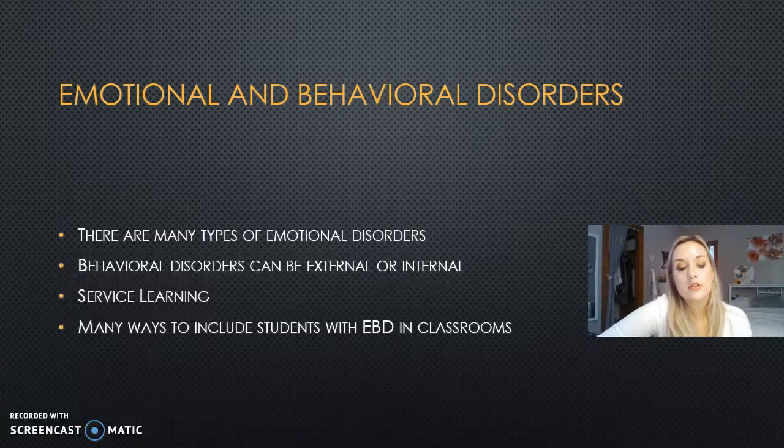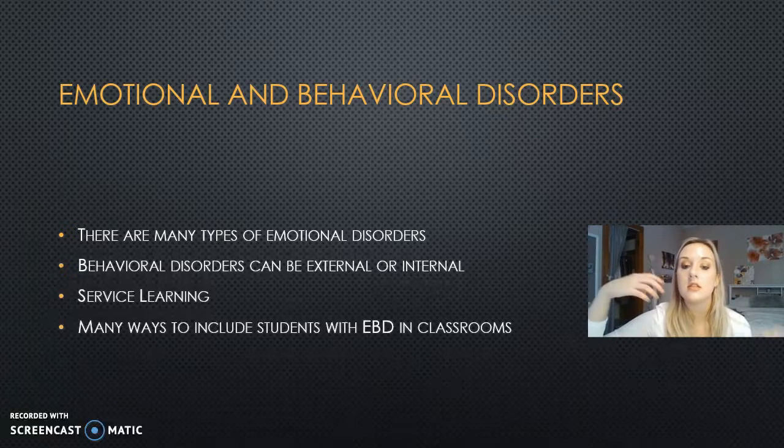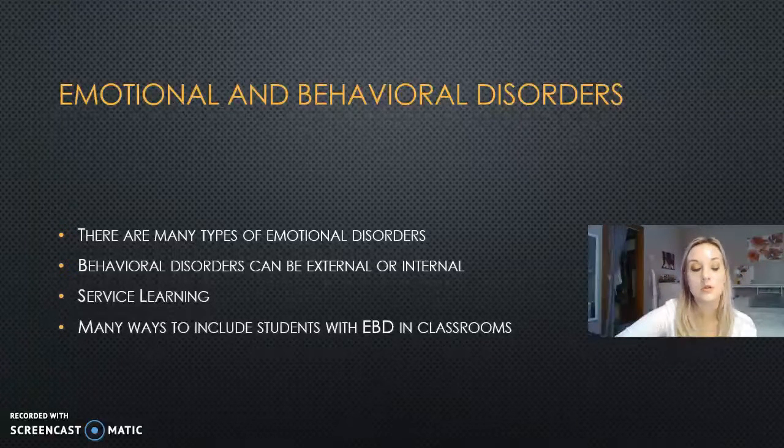Ways to implement the universal design for learning for this would be to give students many different options for self-regulation. That way, if one option doesn't work, they can de-escalate by using another option in your classroom. Because obviously not all ways work for this one student.